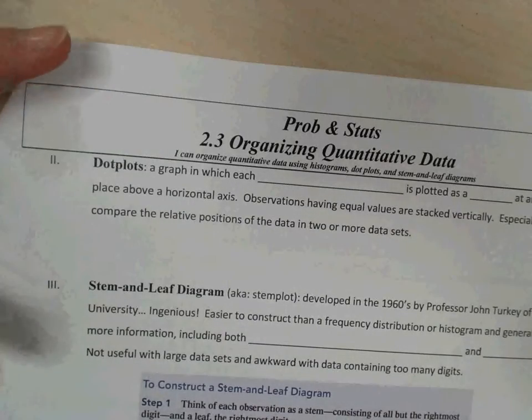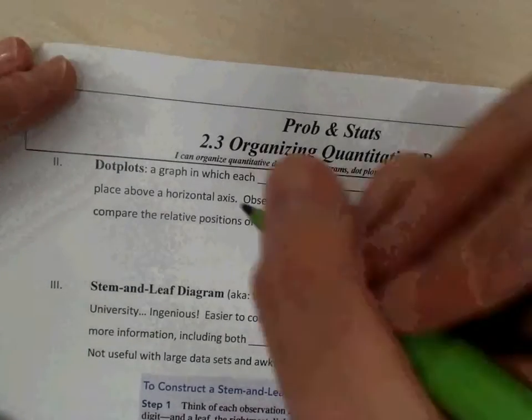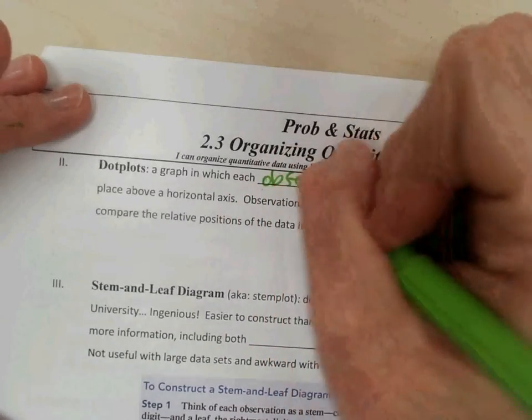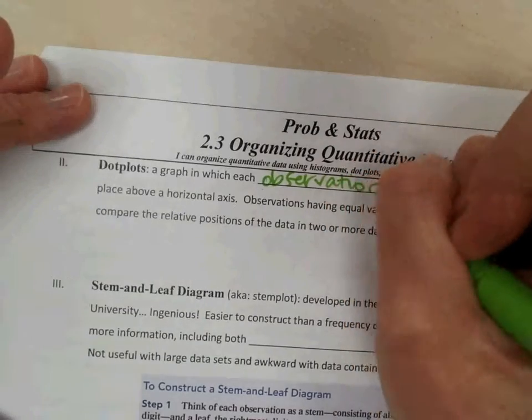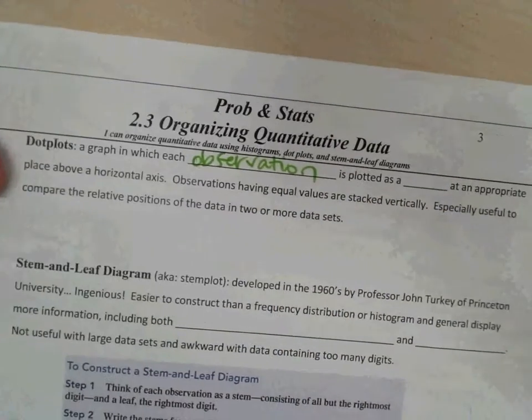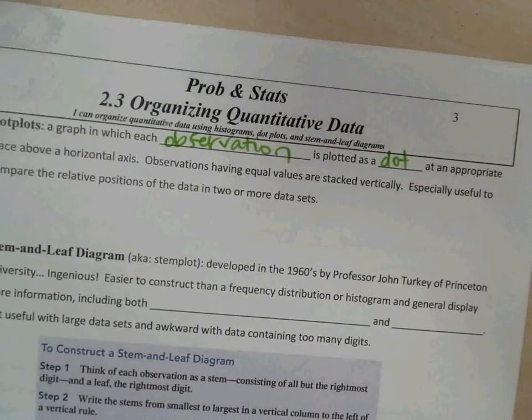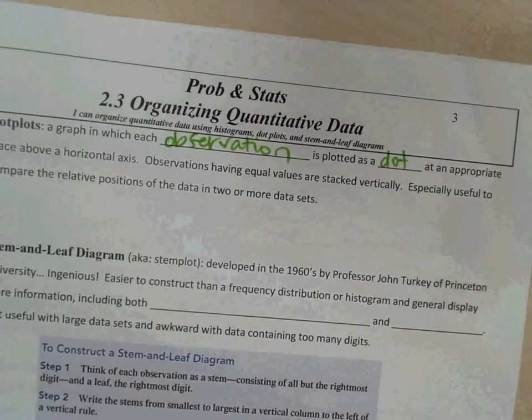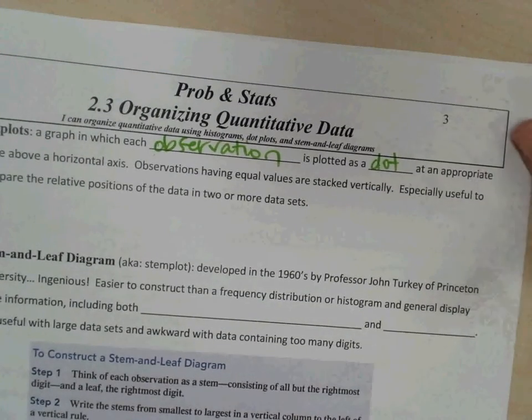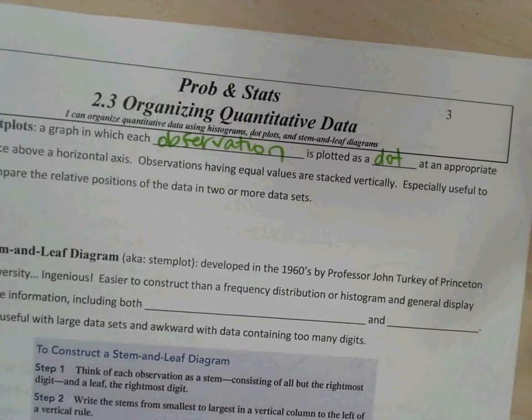Next is dot plots, which is just a graph in which each observation is plotted as a dot at an appropriate place above a horizontal axis. Observations having equal values are stacked vertically, especially useful to compare the relative positions of the data in two or more data sets. Just look at those boards in the back of the room. We have examples of dot plots.